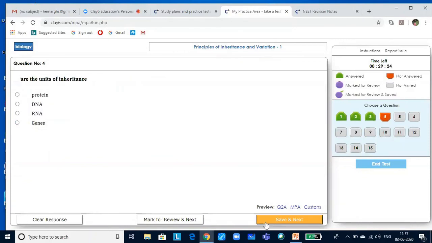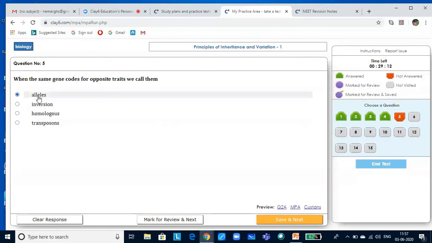Genes are the units of inheritance. When the same gene codes for opposite traits, we call them alleles. See, earlier they used to call it alleles only for opposite traits, but now they have modified their definition. When a pair is there, whether it is homozygous or heterozygous, you call them alleles.